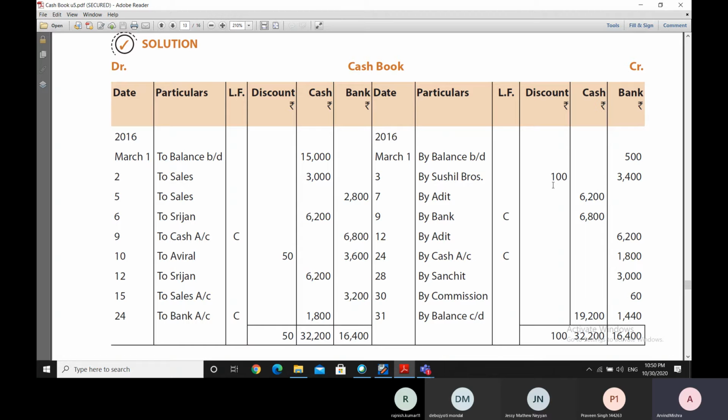This 100 rupees entry will ultimately be debited to Sushil Brothers also, because Sushil Brothers is said to have given us this discount. So 3,400 plus 100 rupees, the total debt of 3,500 is discharged by making a payment of 3,400 rupees by check and getting a discount of 100 rupees, which is mentioned here.